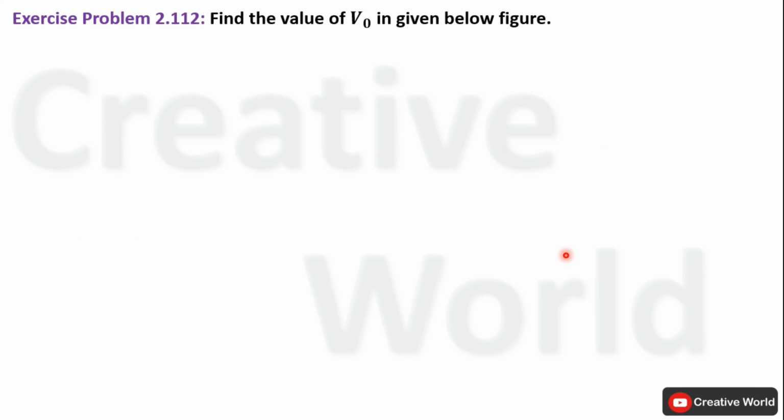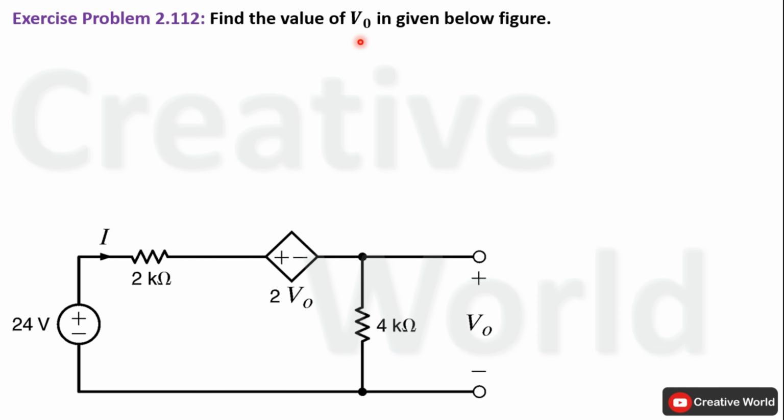Exercise problem number 2.112. Find the value of voltage V0 in the given figure. This is the circuit diagram of the given problem. Inside this network, we have to find the value of voltage across this 4 kilo ohm resistance labeled as V0. So without wasting time, let's proceed towards the solution.